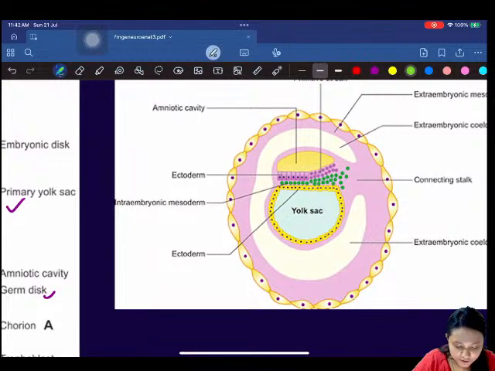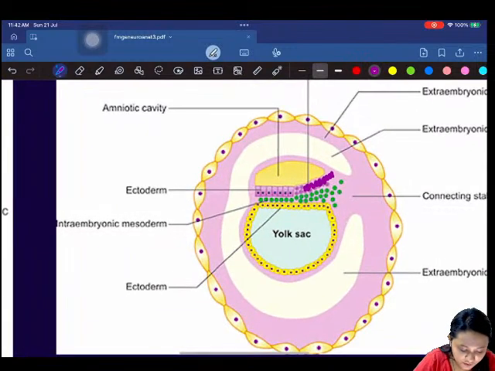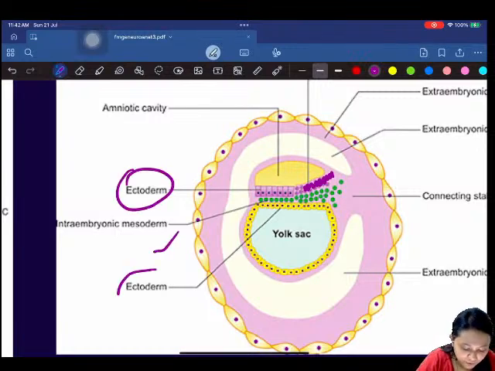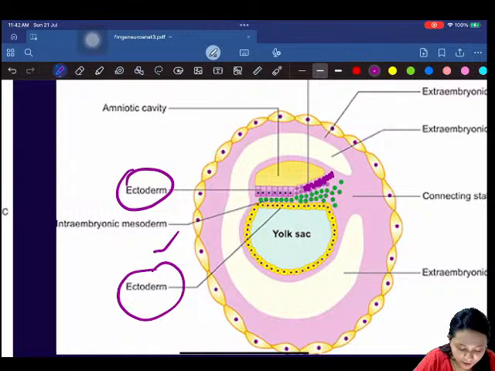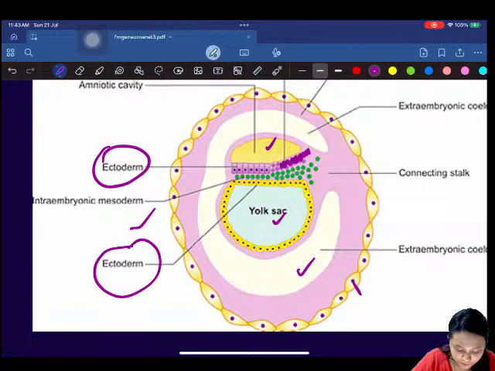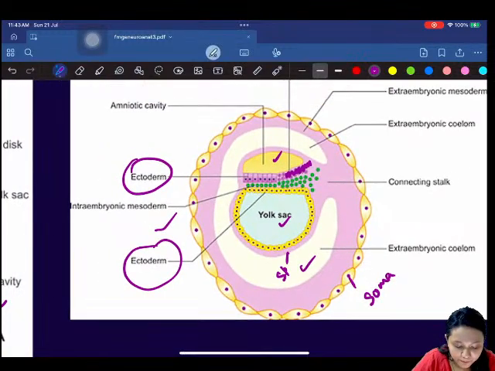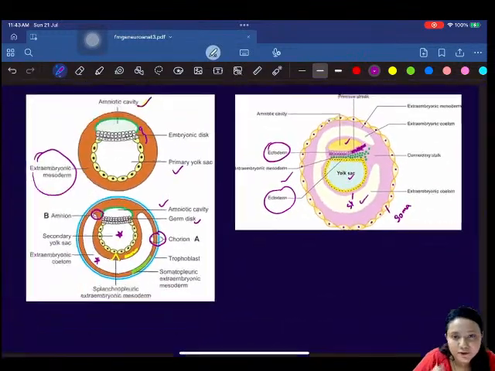See, in this image also it is clear that you can see the rod-like structure here, that is the primitive streak, and then you have formation of ectoderm, mesoderm and endoderm, that is in week 3. Okay, then you have the yolk sac, that is the secondary yolk sac, the amniotic cavity and the extraembryonic coelom. This outer part is the somatopleuric, and the inner part is the splanchnopleuric. So you have the splanchnopleuric mesoderm and the somatopleuric mesoderm. So that's about the embryogenesis.